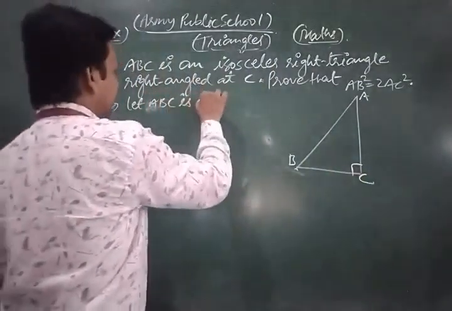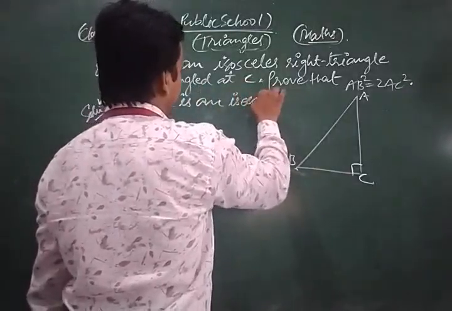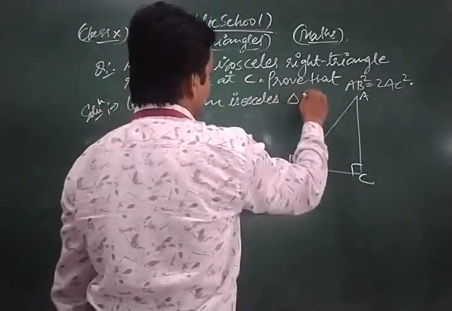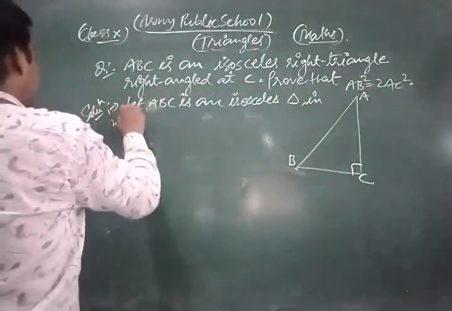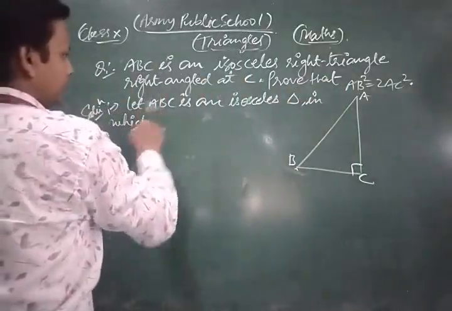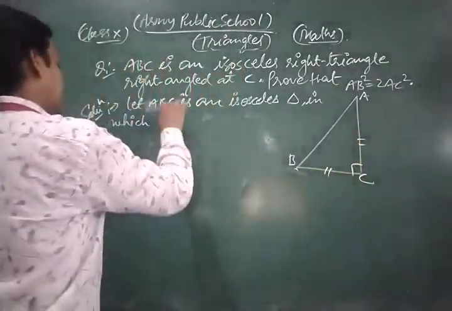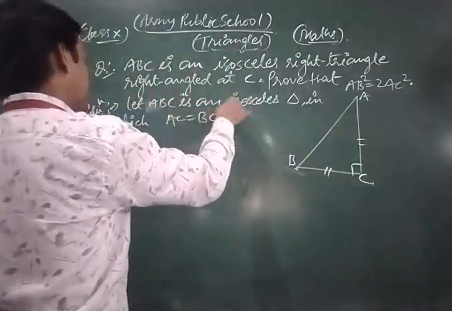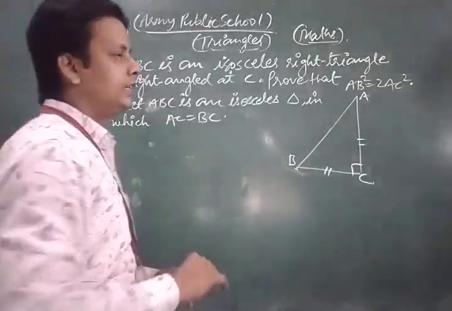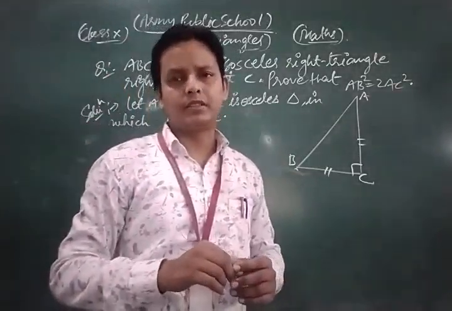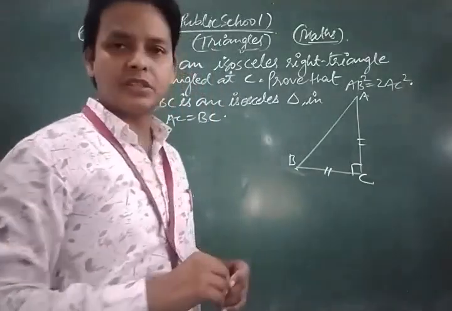So let us consider ABC is an isosceles triangle in which BC is equal to AC. In any isosceles triangle, any two sides of the triangle are equal. Now in that condition we take BC is equal to AC.